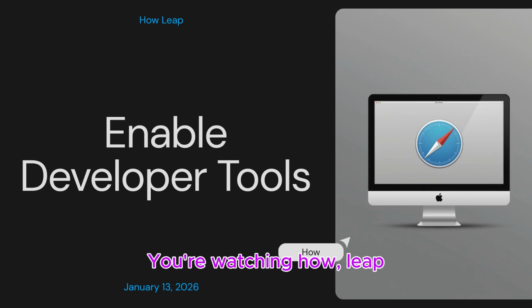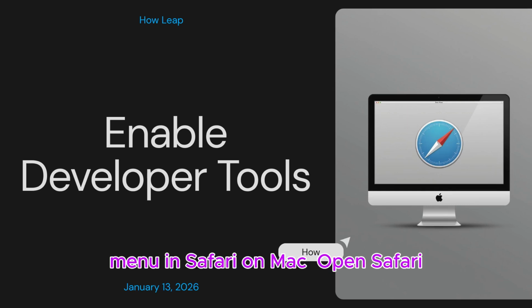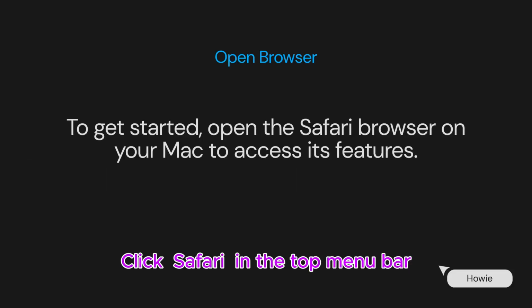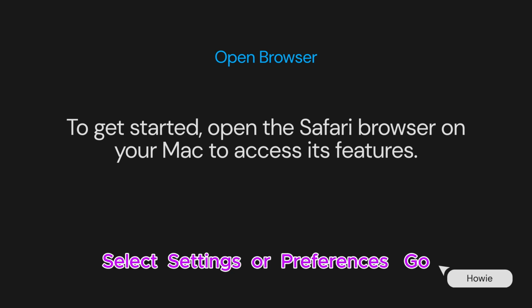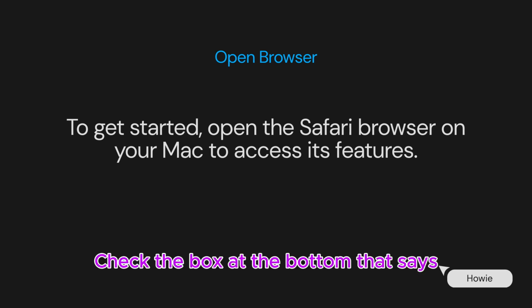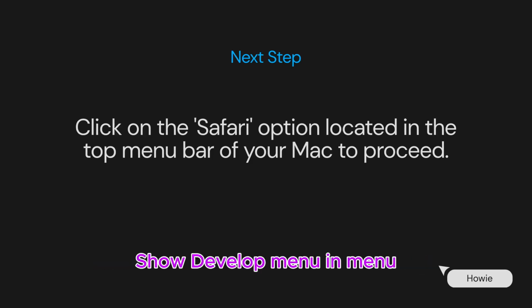You're watching How Leap. Let's enable the Developer Tools menu in Safari on Mac. Open Safari. Click Safari in the top menu bar. Select Settings or Preferences. Go to the Advanced tab. Check the box at the bottom that says Show Develop Menu in menu bar.